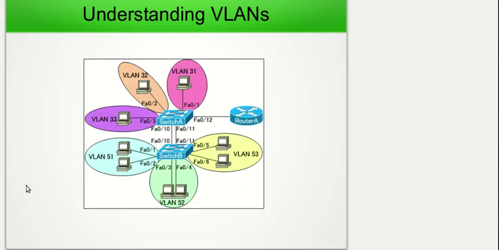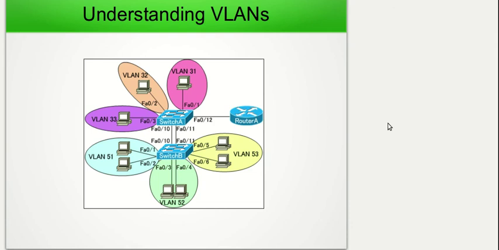So the most important thing to realize about ISL and 802.1q is that they allow devices in different switches, but that are part of the same VLAN, to communicate by using a single trunk link. Otherwise, what we'd have to do in this case is have a link for VLAN 33, a link for VLAN 30, a link for VLAN 31, running between the switches, which would use up too many ports on our switch.